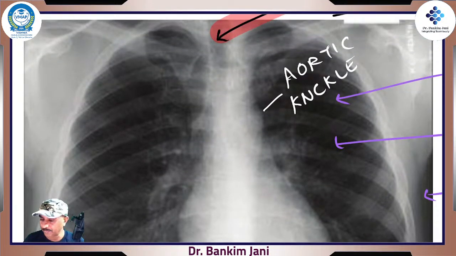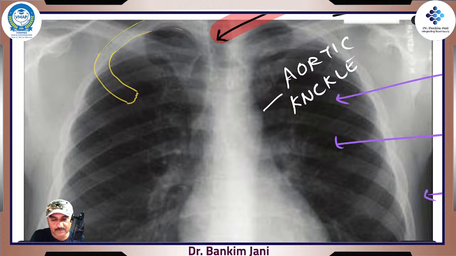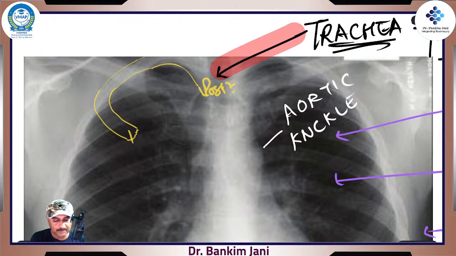See if you can appreciate, I am just drawing one rib, this one rib, right? That's the rib, that's the rib. It goes all the way over here, so this is one rib. This posterior part would be the posterior portion, and this one would be the anterior one.